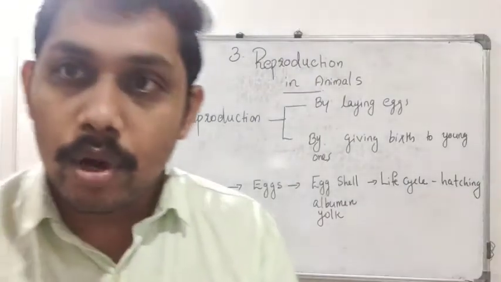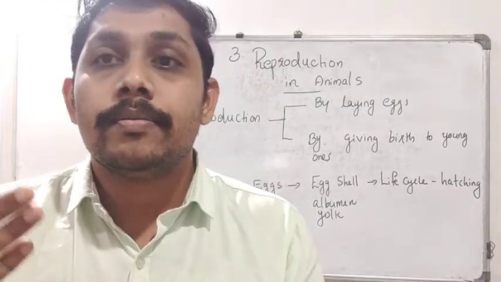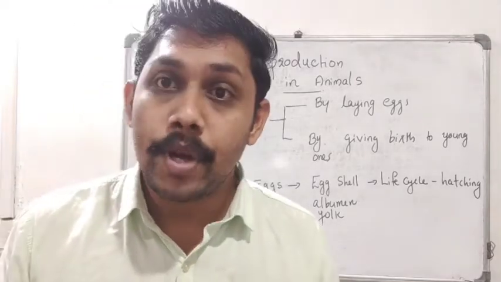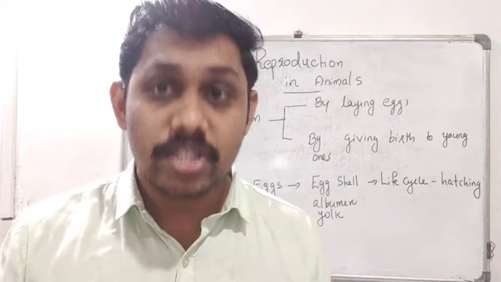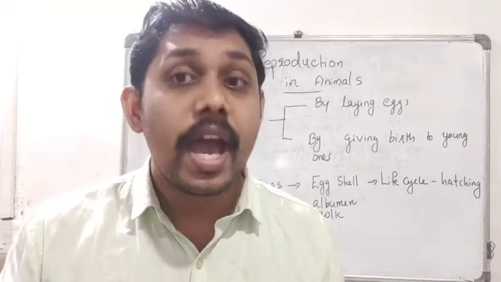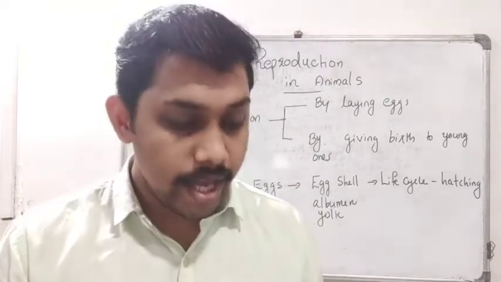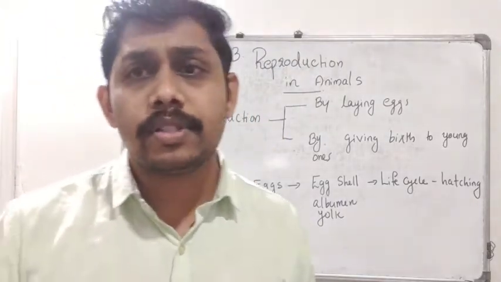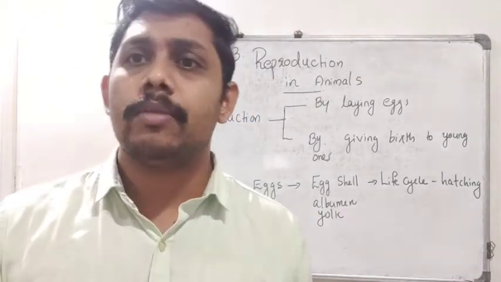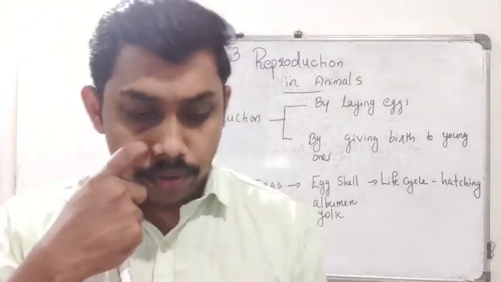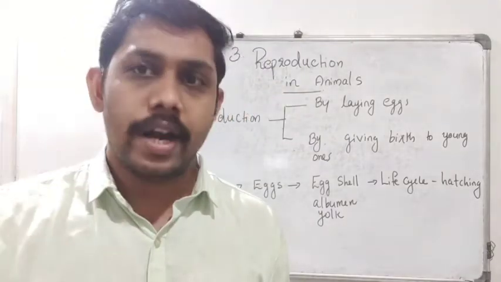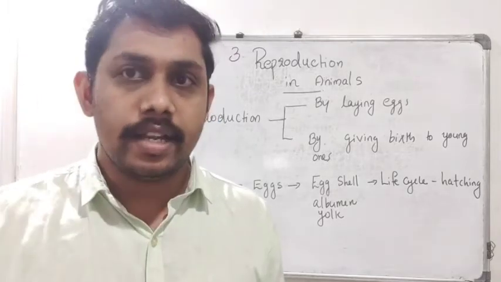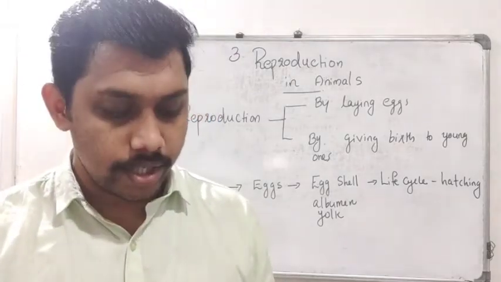This yolk provides food to the embryo or the baby, the growing baby inside. The baby gets food from the yolk, and this chick grows to an adult. The younger baby becomes the chick, and then the adult. It is a process of reproduction.